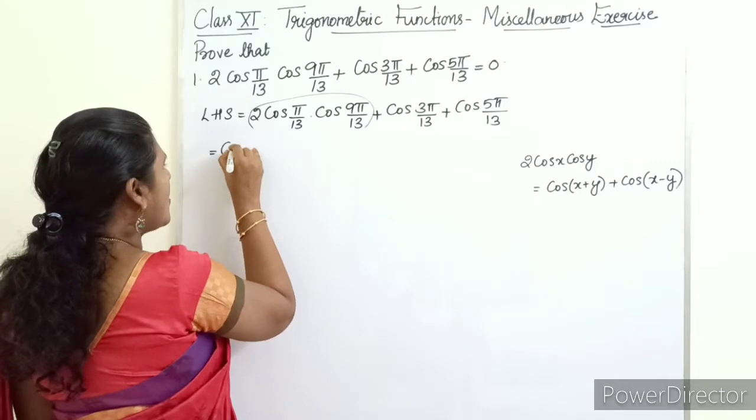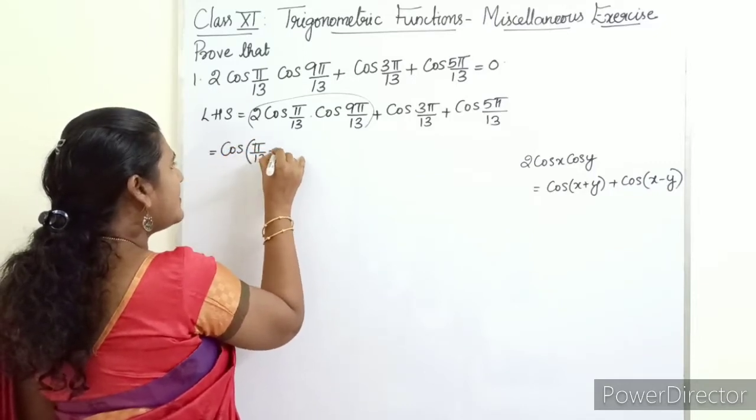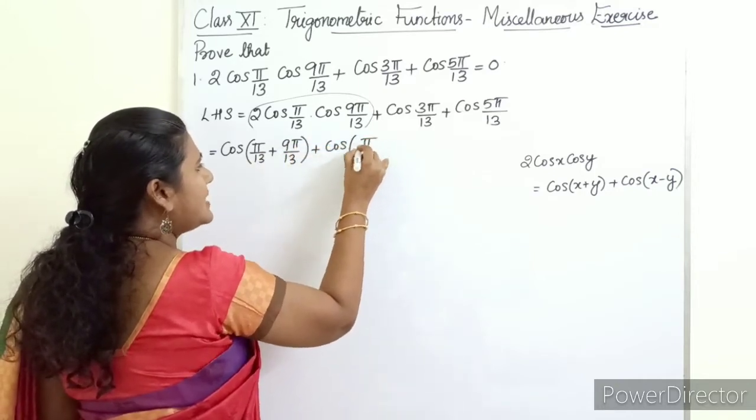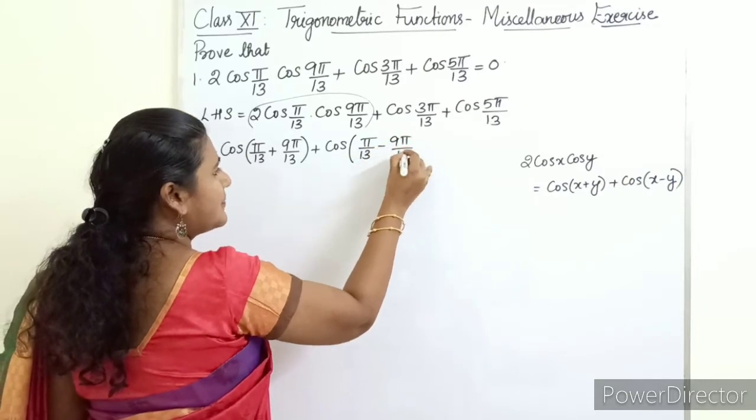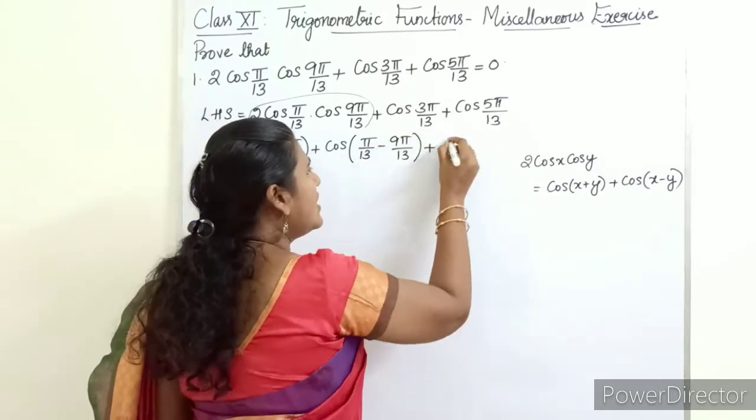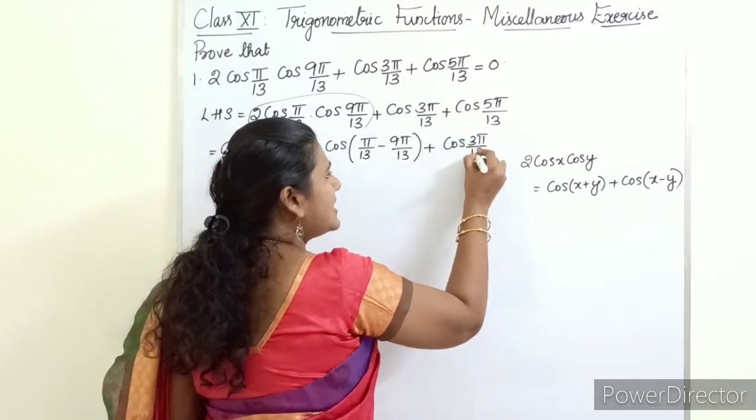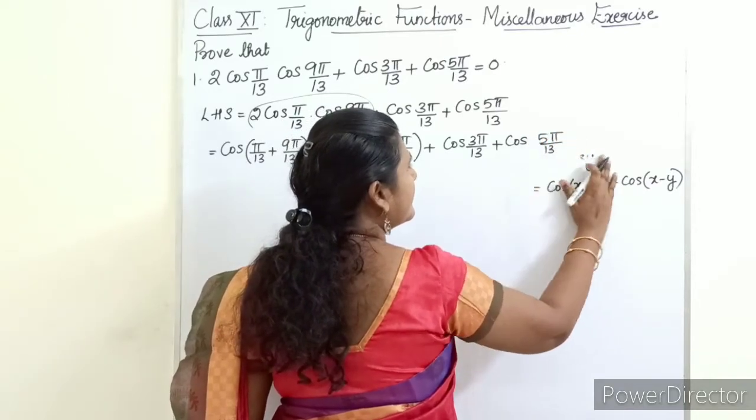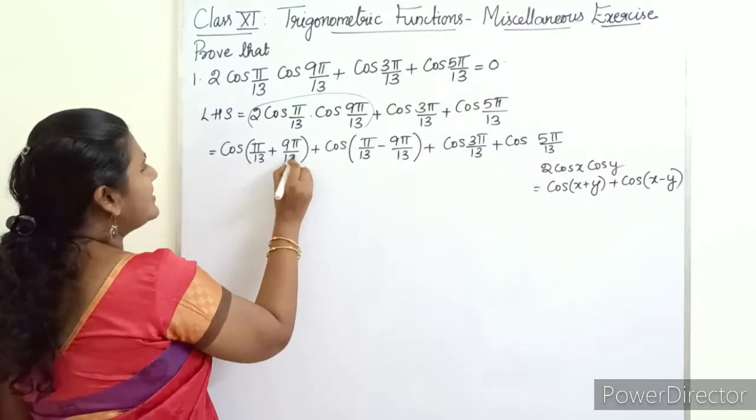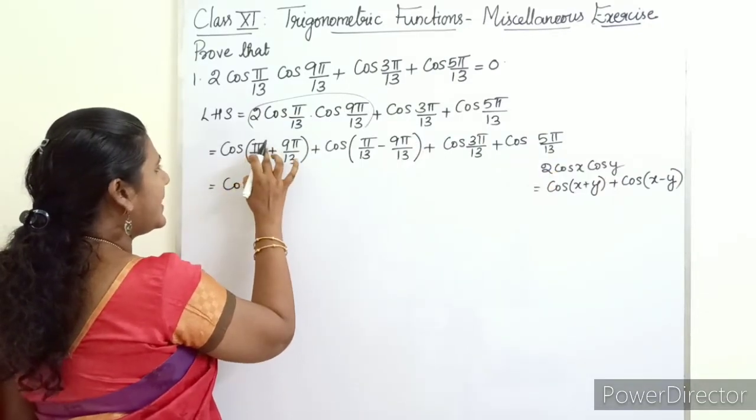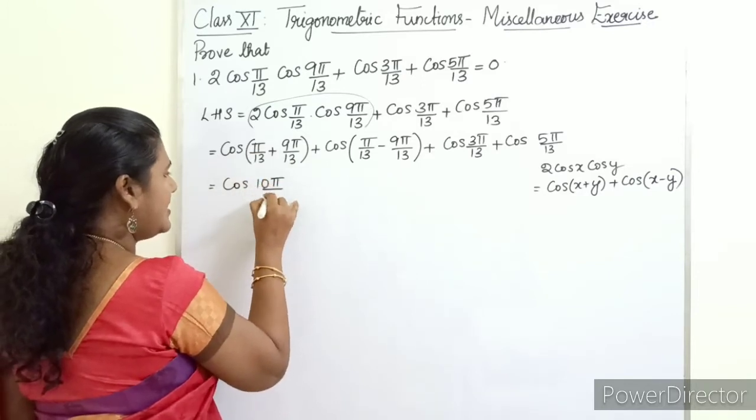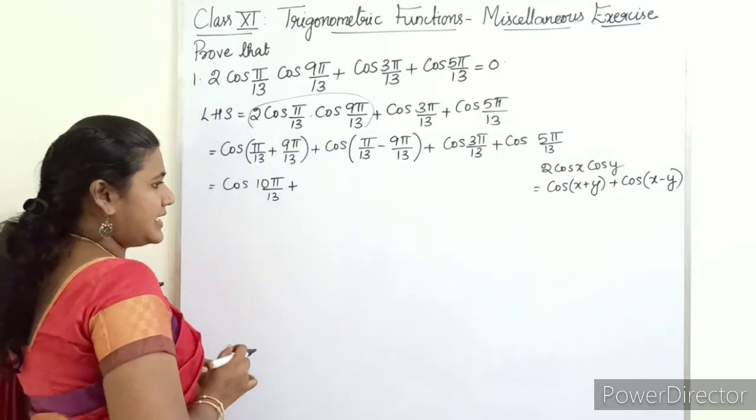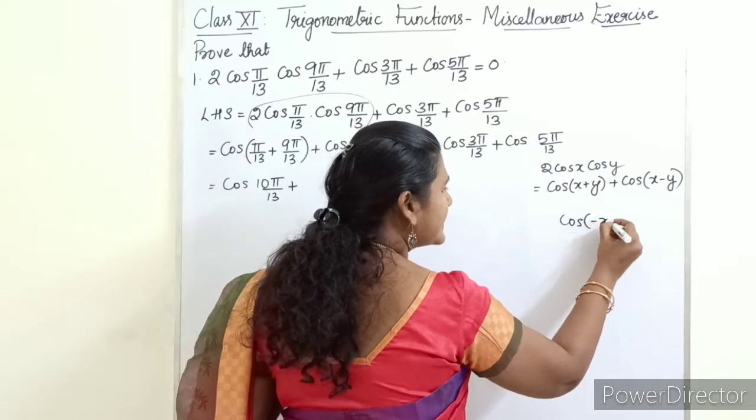So here we can write cos (x plus y), that is pi by 13 plus 9 pi by 13, plus cos (x minus y), that is pi by 13 minus 9 pi by 13. Plus these two terms we will write: cos 3 pi by 13 plus cos 5 pi by 13. Now we will simplify this. So cos of 9 pi plus pi, that is 10 pi by 13, plus here pi minus 9 pi, that is minus 8 pi by 13, and you know that cos of minus x is equal to cos x.